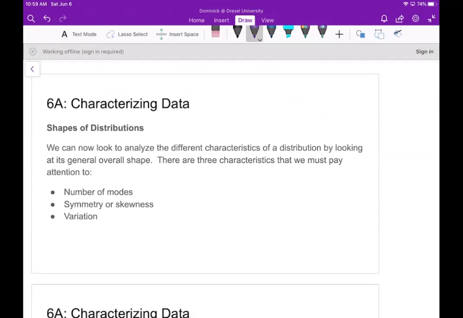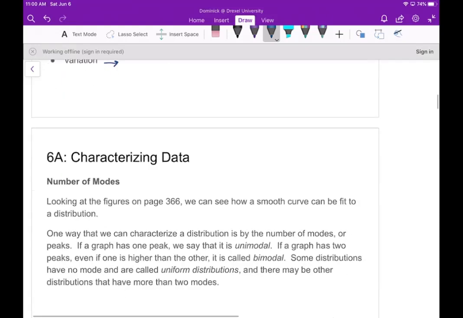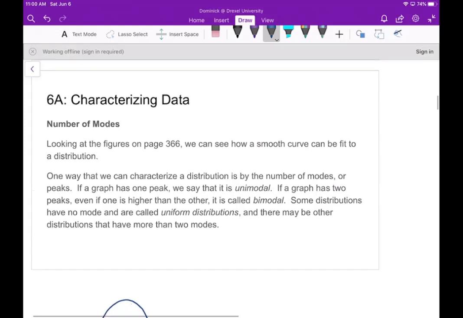Okay, so now we've talked enough about averages, we can now talk about the shapes of distributions. Okay, so there are 3 characteristics that we pay attention to. So we have the number of modes, the symmetry or skewness, and the variation. We're going to talk about all 3 of these. Okay, now first we'll talk about the number of modes. Now, if we look at some figures, I basically just drew some instead of getting them out of the book, we can see how a smooth curve can be fit to a distribution.